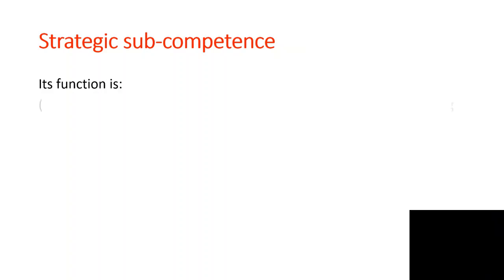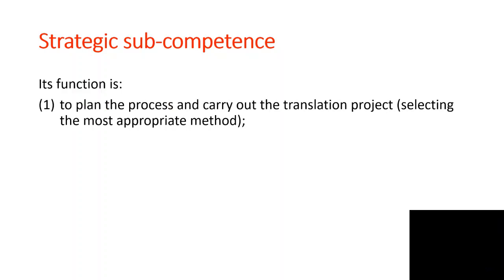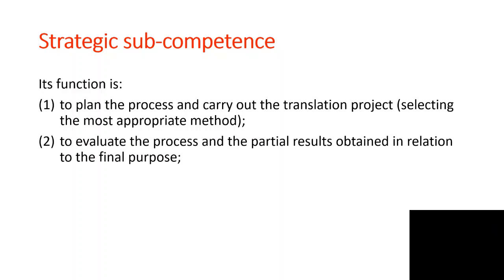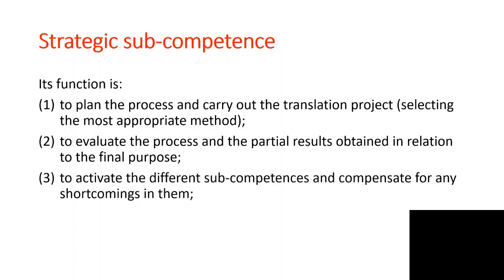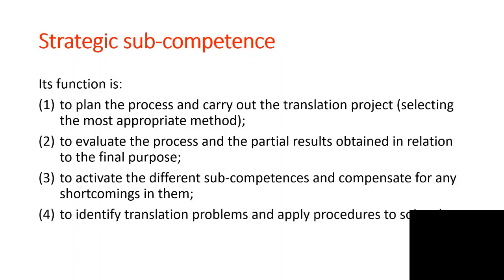If you remember, the function of this competence is to help us plan and execute the process of translation or any translation project, to match the appropriate method with the specifications of the project, and to evaluate the process as we go and compare it to the final purpose, or the skopos, as we would say in the course, to activate different subcompetencies and compensate for any shortcomings that we may find in them. So this strategic competence holds together all the competencies in the model.